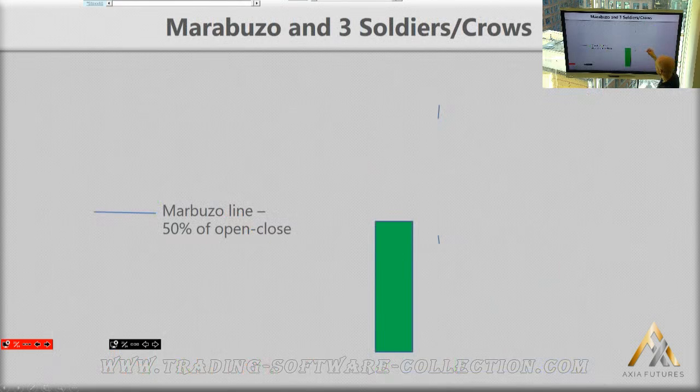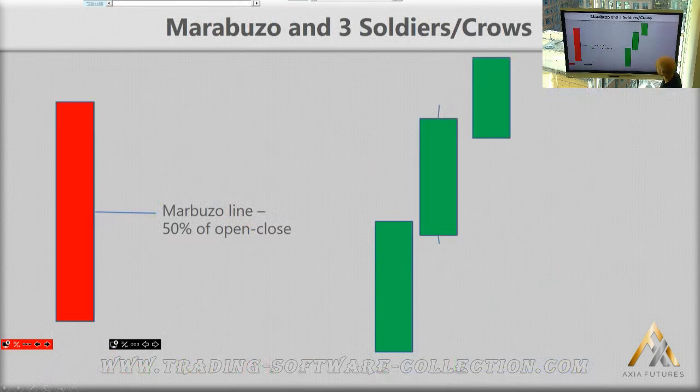All right, this is what Peter was asking about earlier. 50% of the previous candle. Marabuzo line, I believe. Marabuzo means bald man in Japanese. It's not necessarily my trade, but there you go.